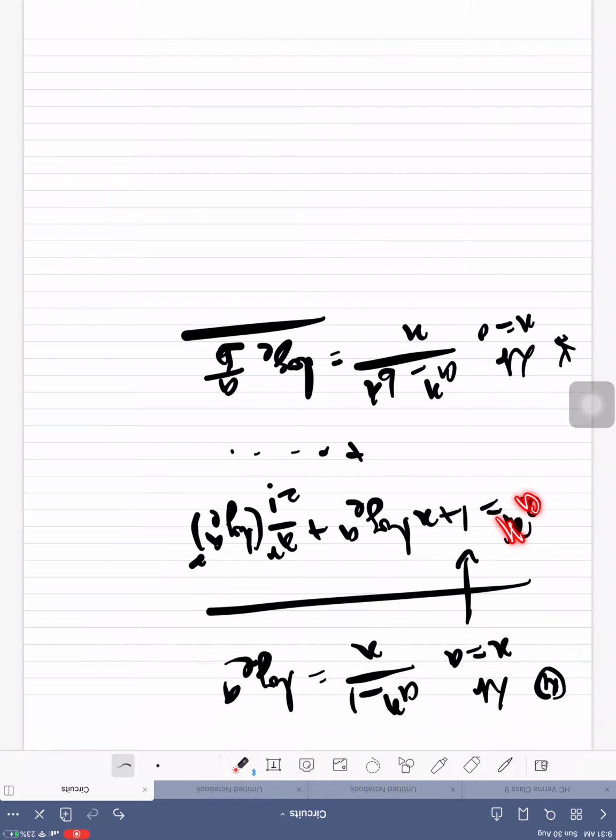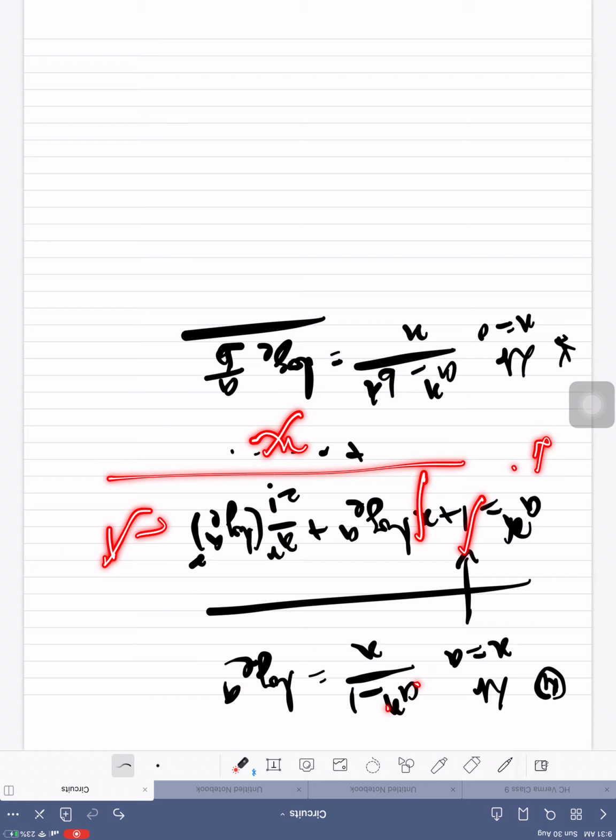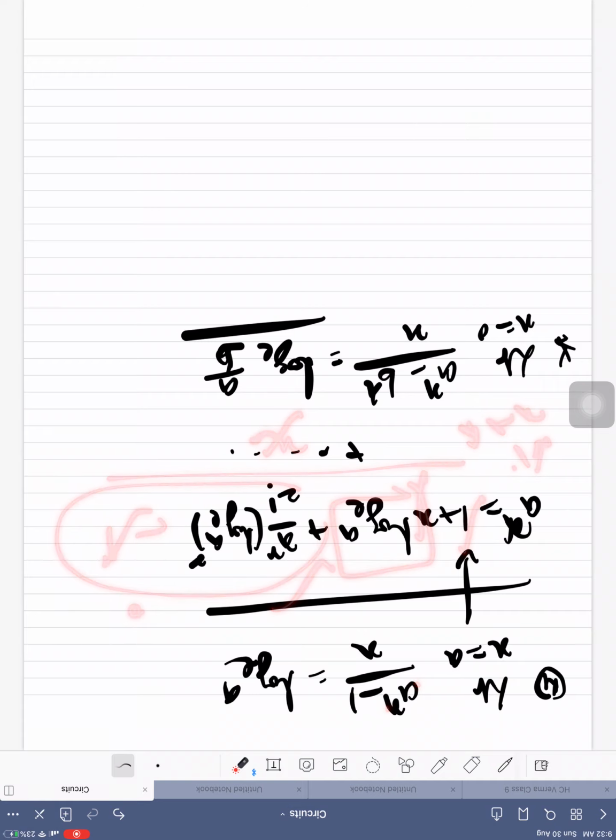Here a power x can be expanded as 1 plus x log a base e plus x square by 2 factorial and so on. In this, the 1 and the minus 1 cancel, and x cancels. So if you substitute x equal to 0, all the other terms become 0, then only this one will be there. Like that, do this.